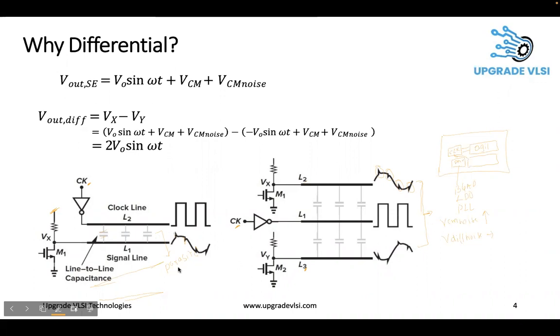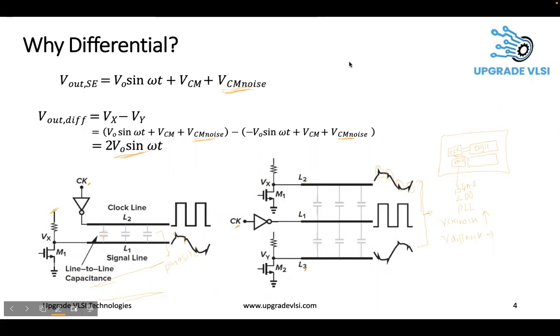But if you look here in single-ended, the noise which comes is getting added directly. But here you can see it is added on both the lines. Because of that it will cancel out, so finally we get a voltage which is the signal voltage. Okay, got it. So that's why differential signals are preferred over the single ended.